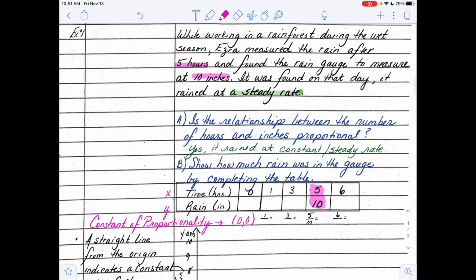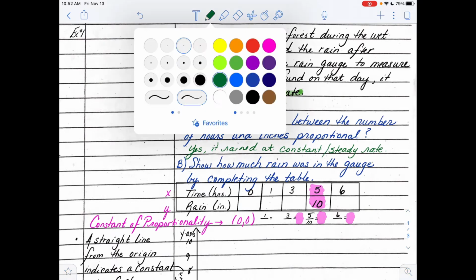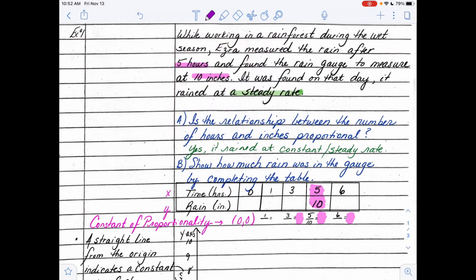Now, since I know it's at a steady rate, I know that whatever this proportion is right here, I have to have that exact same value on every other piece because it is a steady rate. So notice 5 out of 10, well, what rate is that? 5 out of 10, I can reduce that to 1/2. So what I need is I need all of these rates to equal 1/2 when I'm done.